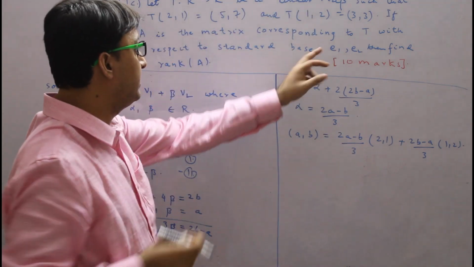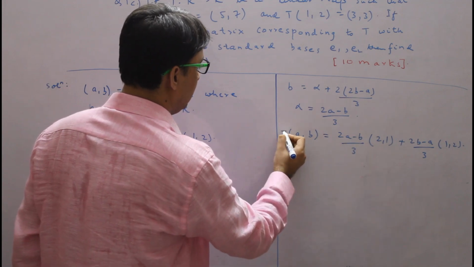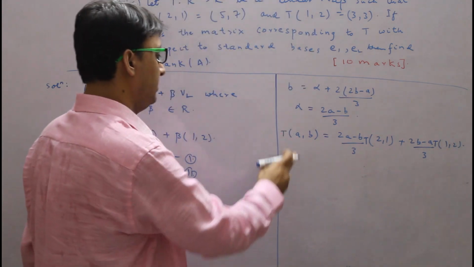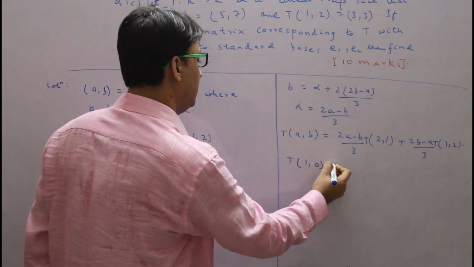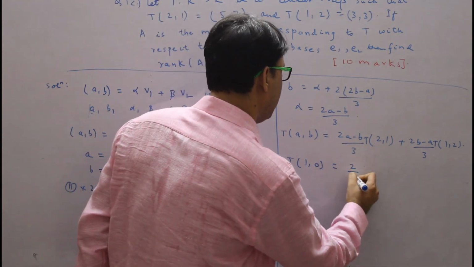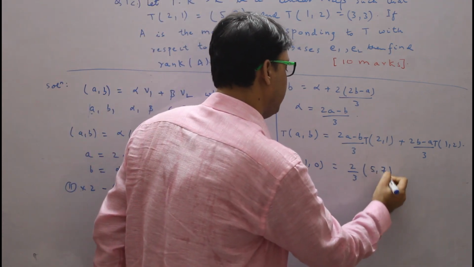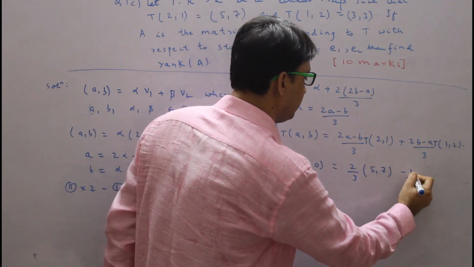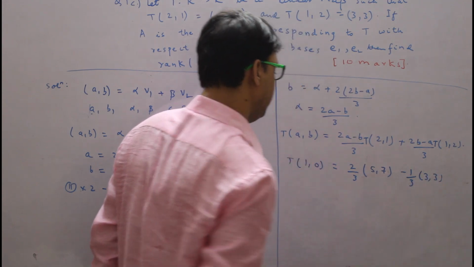So we have been given the standard basis, with respect to that we can write this. First we will take the transform, so we can write this as T here. Now we can put our values for the standard basis, T(1,0). So this gives me 2 by 3 times the transform of (2,1), which is (5,7), plus here b is 0, and this gives me 1 by 3 times T(1,2), which is (3,3).